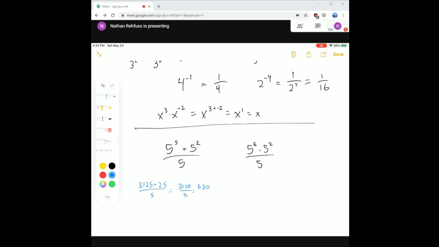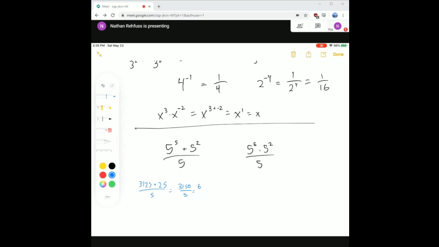So that's 3150 over 5, which is 630. And this second one here, 5 to the 5th times 5 squared, oh, that's an even bigger number. 5 to the 5th times 5 squared. Oh, snap. I made a mistake in the first part. 3125 is 5 to the 5th, not 5 to the 6th. That's why I was confused. So this should be 625. No, I was right the first time. Oh my goodness.